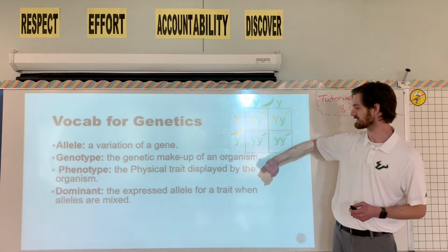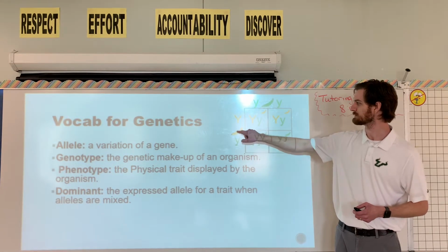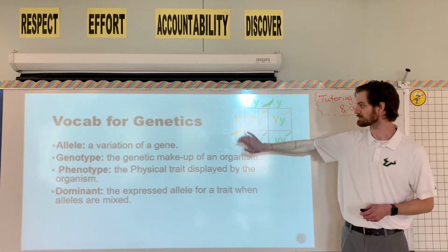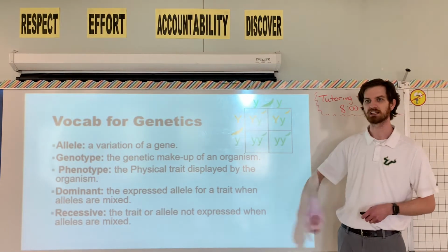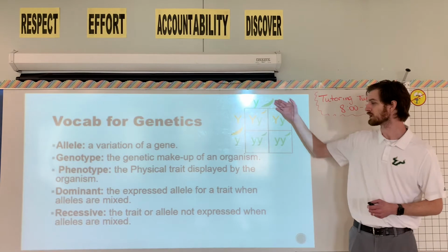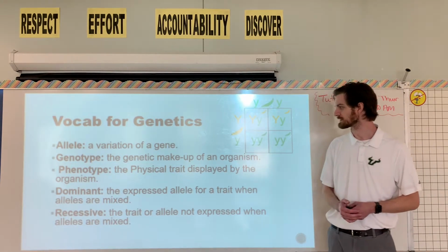Something that is dominant is one that will show over another. So yellow, as you can see here, is dominant over green because that's the one that is showing in the phenotype here. And green must be what's called recessive, or the one that's hidden unless it's with another recessive trait. So overall, I have two recessive traits here.